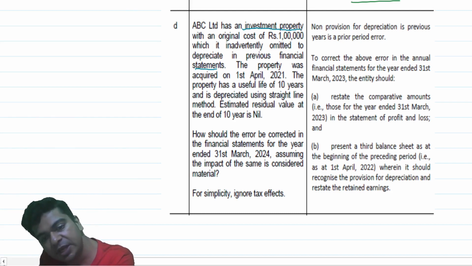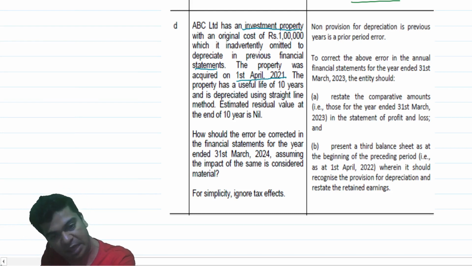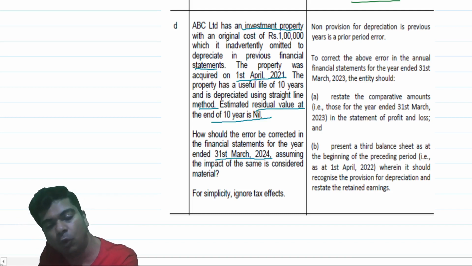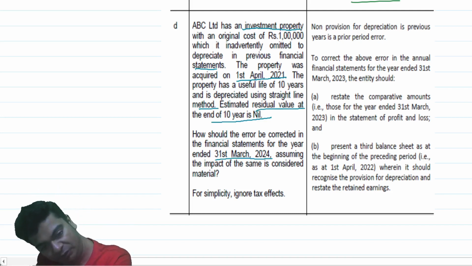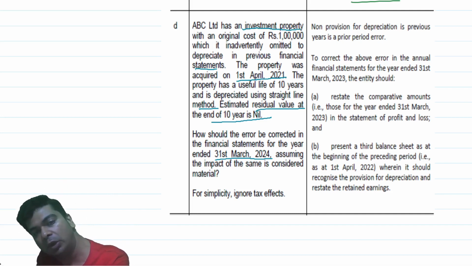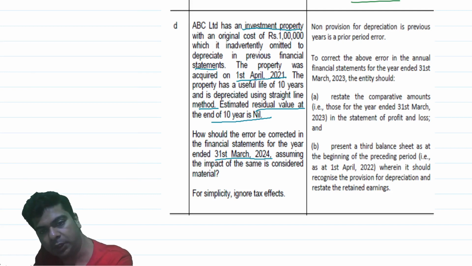The property was acquired on 1st April 2021. The property has a useful life of 10 years and is depreciated using straight line method. Estimated residual value at the end of 10 years is nil. How should the error be corrected in the financial statements for the year ended 31st March 2024? Assuming the impact of the same is considered material. For simplicity, they are saying ignore the tax effects. Okay.